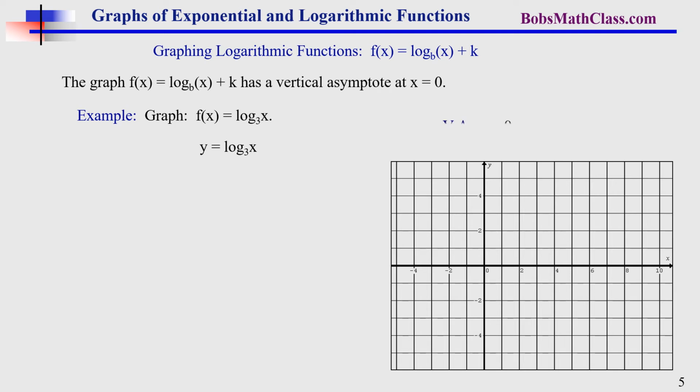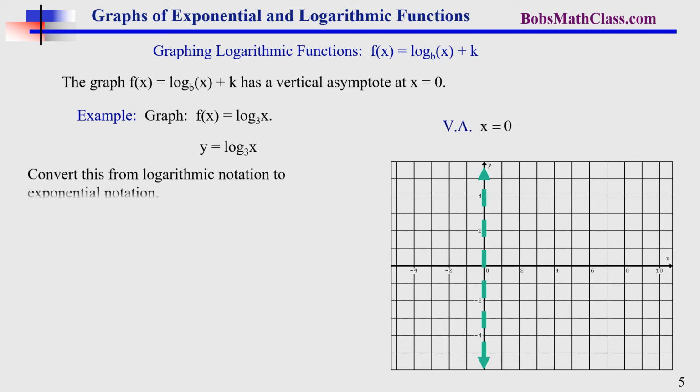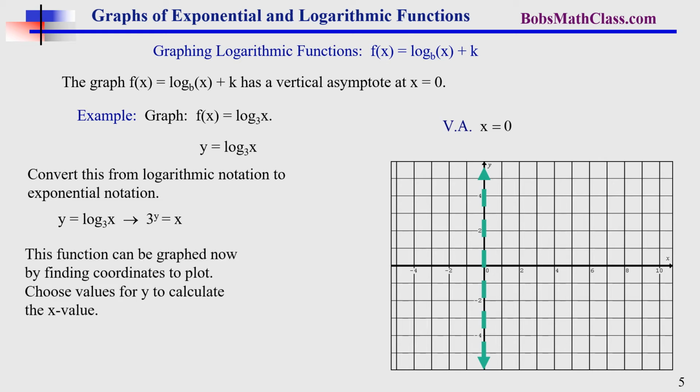And we can also change the f of x to y. That might help us out. All right, so x equals 0, that's our vertical asymptote. And we have y equals log of x base 3. Now what we're going to do is change it to exponential notation. So that would be 3 to the power y equals x. Base to the exponent equals a result. Now, this is what we want to graph.